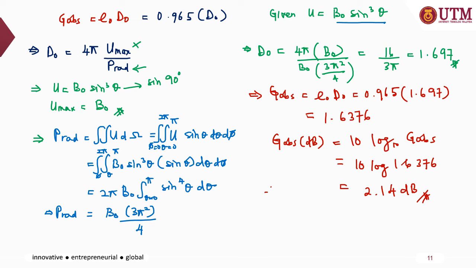Okay, please recalculate this. There may be a careless mistake, so please recheck again. So G absolute for this particular antenna is equal to 2.14 dB.